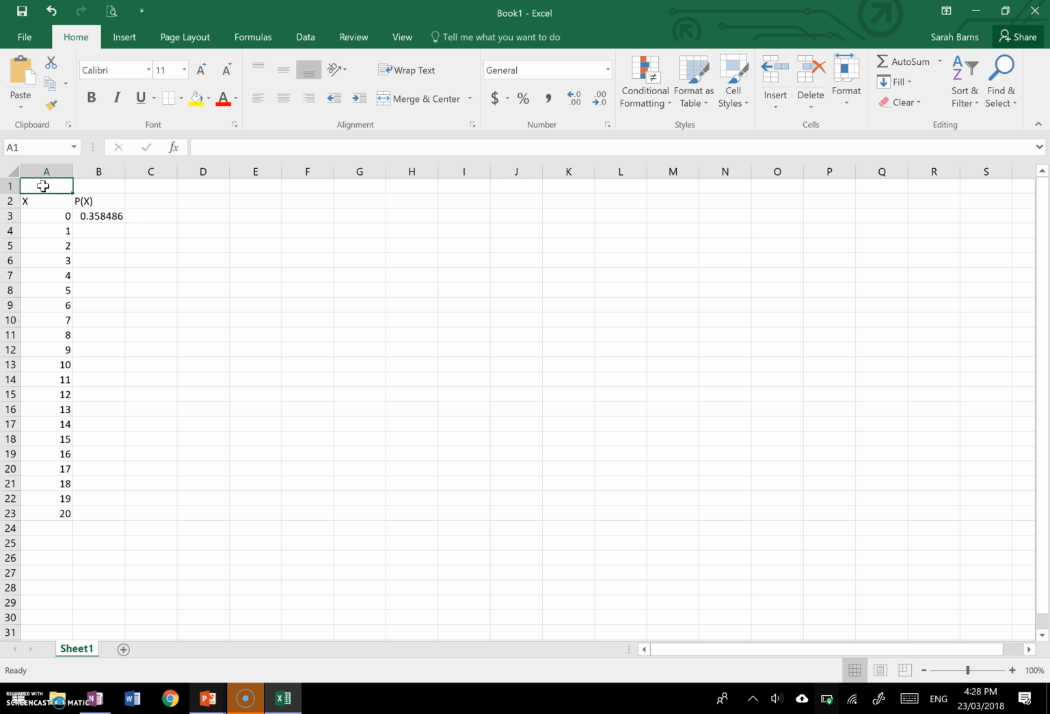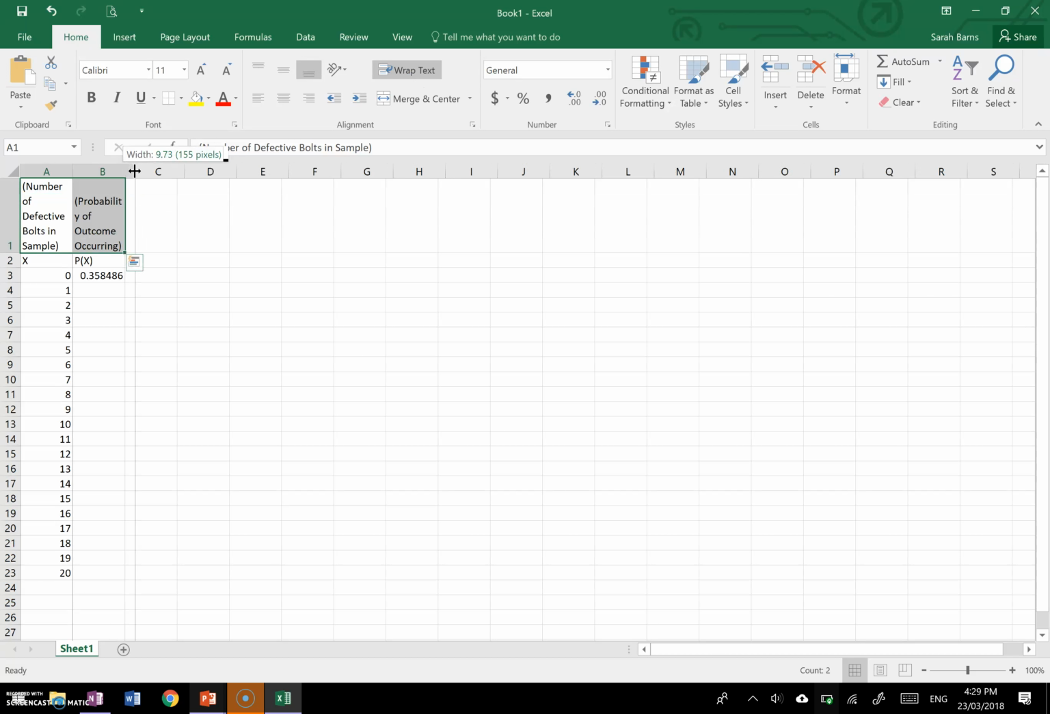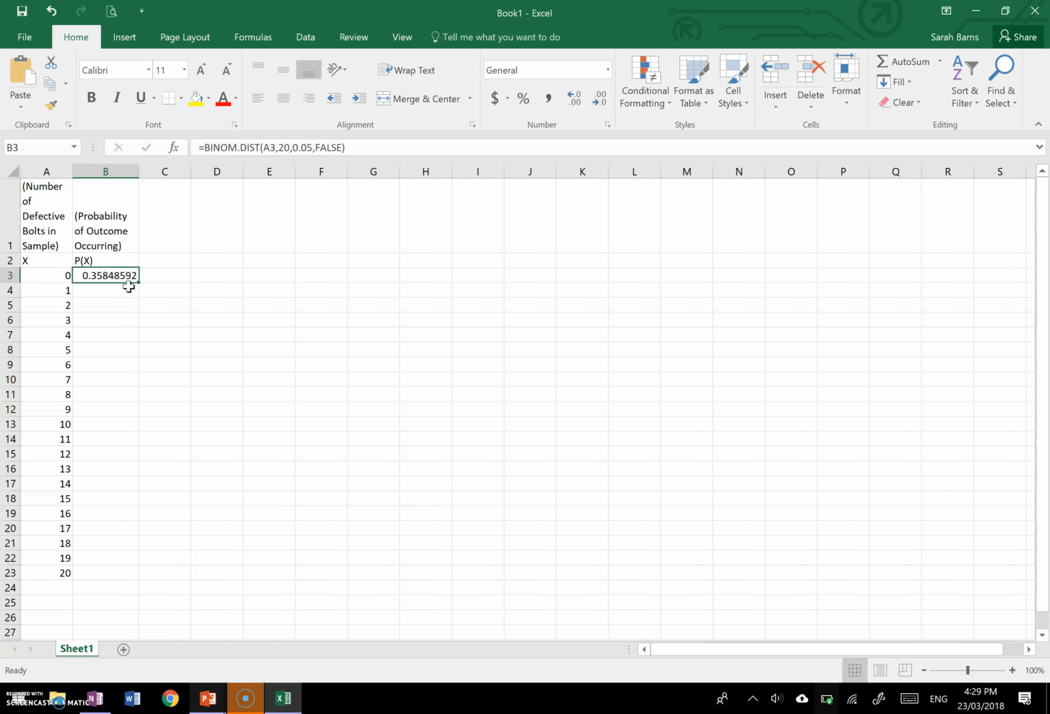So I'm just going to put up here in brackets what these are. So this is the number of defective bolts in the sample. And this other one is the probability of the outcome occurring. So that number of bolts actually occurring in a random sample. Let me just wrap this so you can see it. Cool.